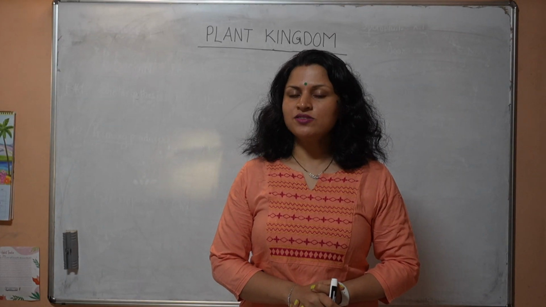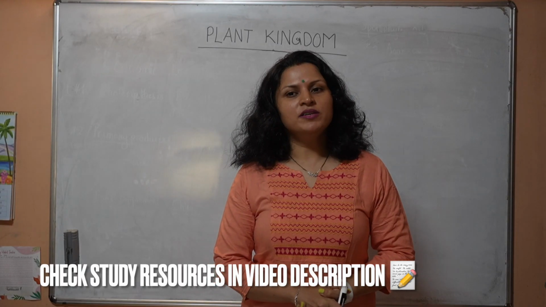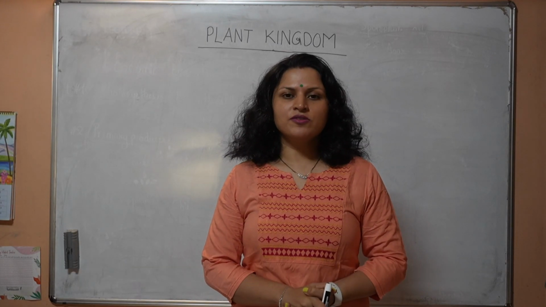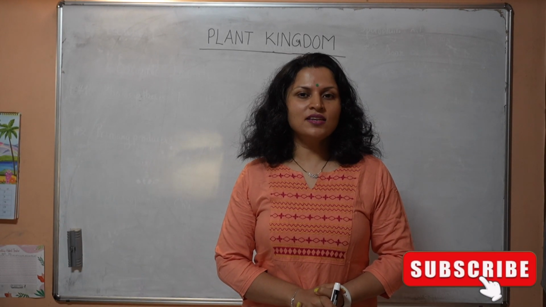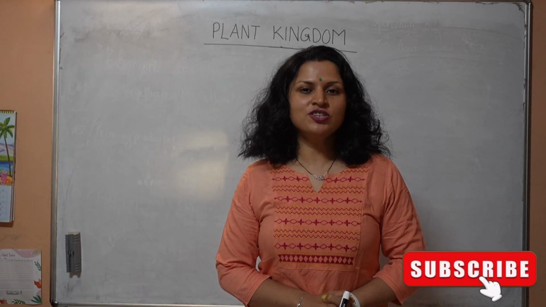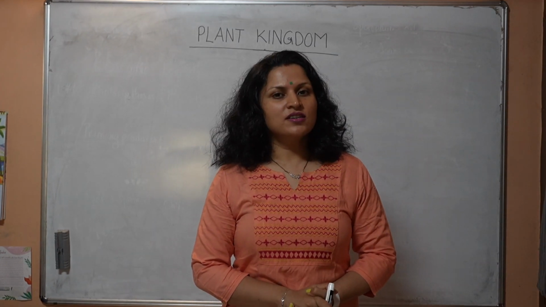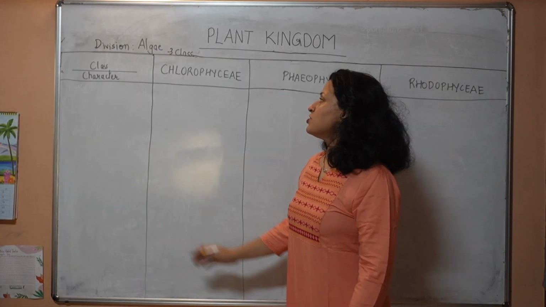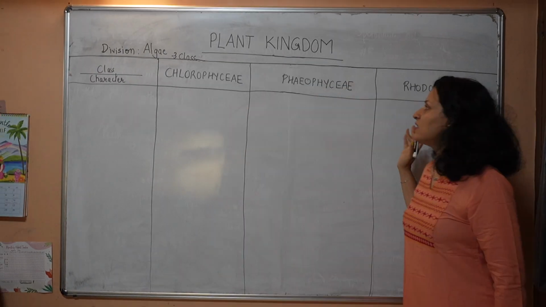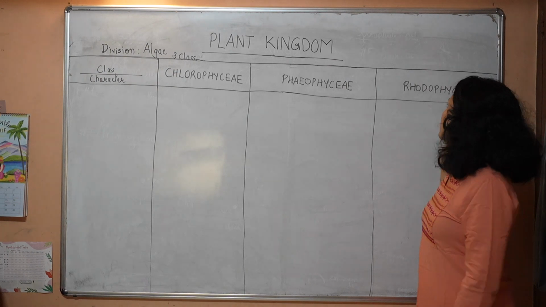Hello students, we had started with plant kingdom and under this chapter we had started with division algae. We have completed the general characteristics of algae. Apart from that, we have completed life cycle and economic importance of algae. In this lesson, we are going to look at the three classes under division algae, that is chlorophyceae, phaeophyceae and rhodophyceae. Division algae has been divided into three classes: chlorophyceae, phaeophyceae and rhodophyceae.